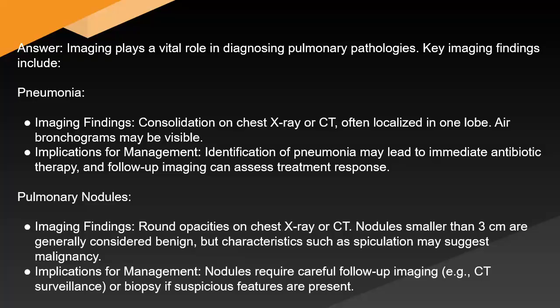Pulmonary nodules. Imaging findings: round opacities on chest X-ray or CT. Nodules smaller than 3 cm are generally considered benign, but characteristics such as spiculation may suggest malignancy. Implications for management: nodules require careful follow-up imaging, e.g. CT surveillance or biopsy if suspicious features are present.